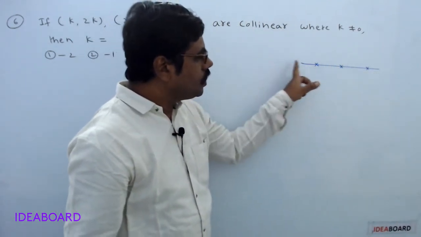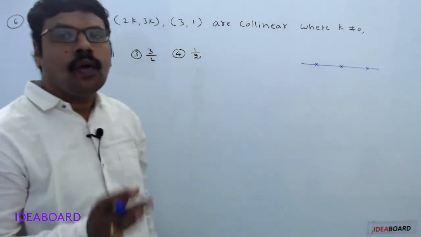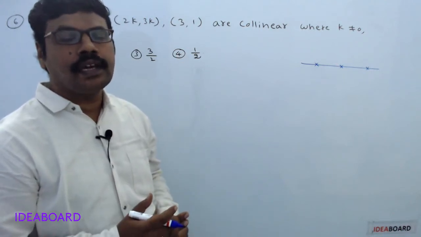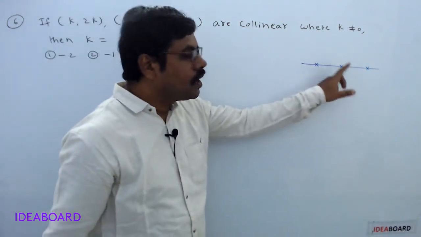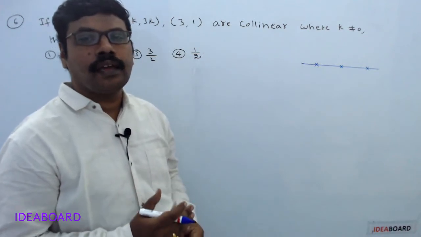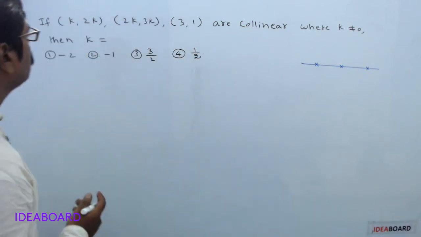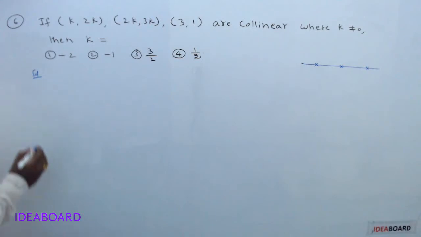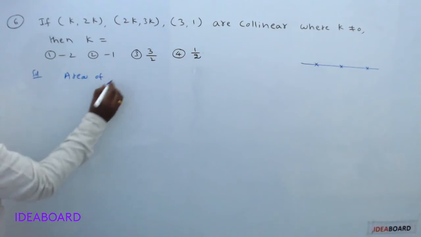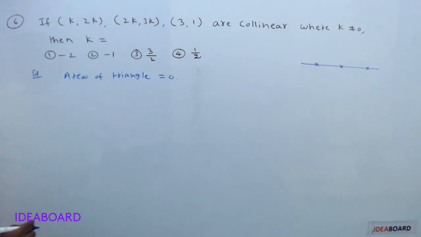So these 3 points lie on a straight line. Here, by using these 3 points, we cannot form any triangle. It means area of triangle ABC is 0. If the given 3 points are collinear, we cannot form any triangle. It means area of triangle value is equal to 0. So use that condition. So area of triangle formed by the given 3 points is 0.